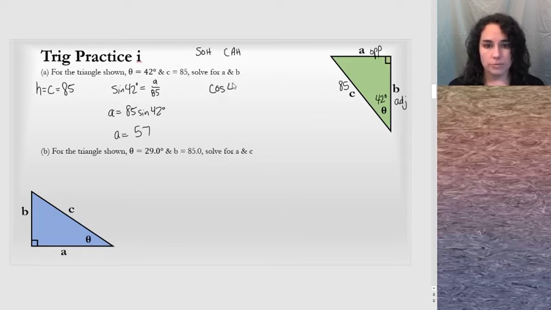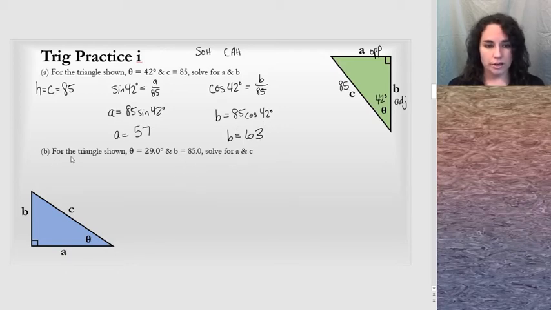I'm going to do the same thing with cosine. Cosine 42 is the adjacent over the hypotenuse. The adjacent leg is B. The hypotenuse we know is 85. I'm going to solve B equals 85 times cosine of 42 degrees. And when you plug this into your calculator, make sure that your calculator is in degrees. You will get 63. Done.